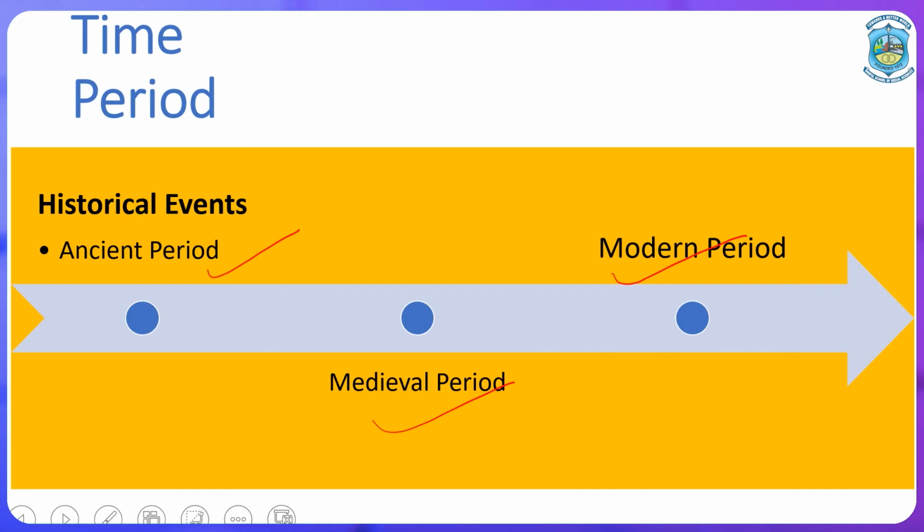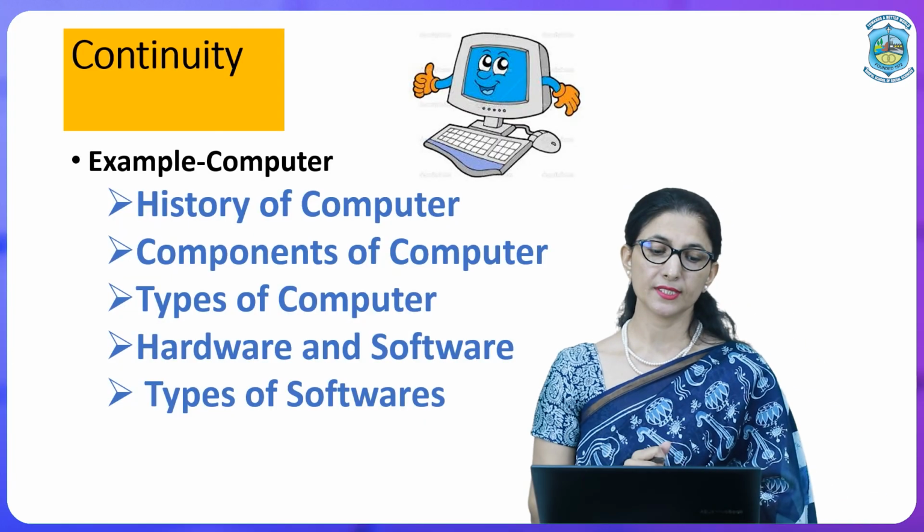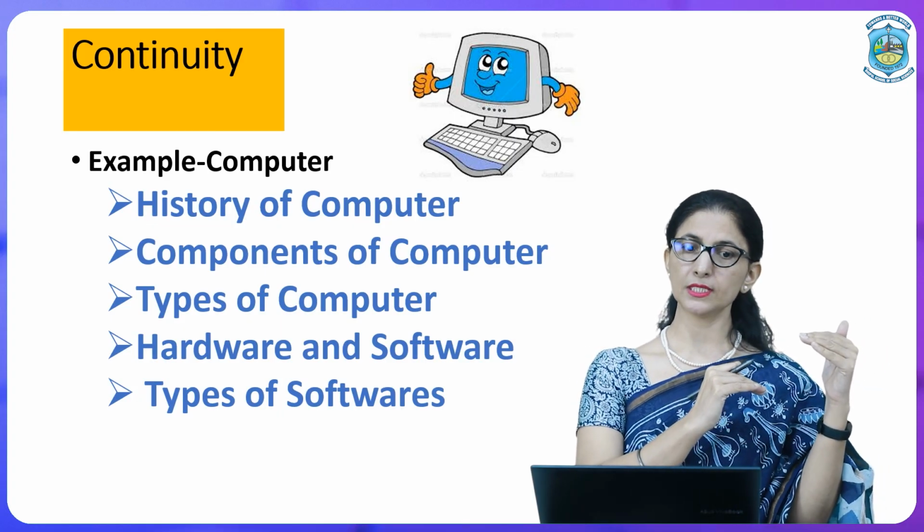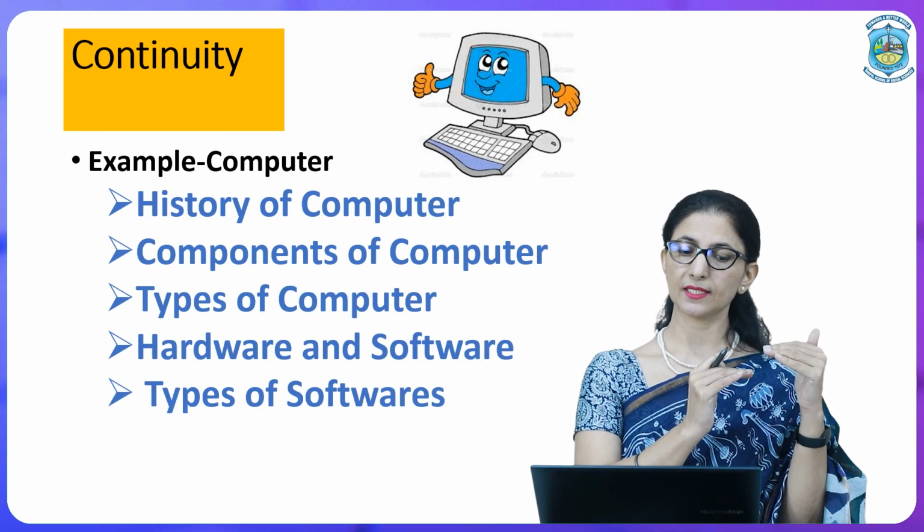Under time period, when explaining historical events, we should always consider that the ancient period should be discussed first, then the medieval period and then the modern period. Now, continuity means that all the important topics should be related to each other.